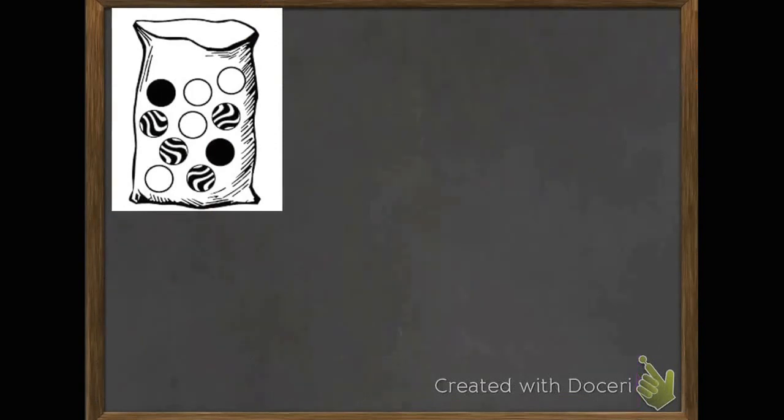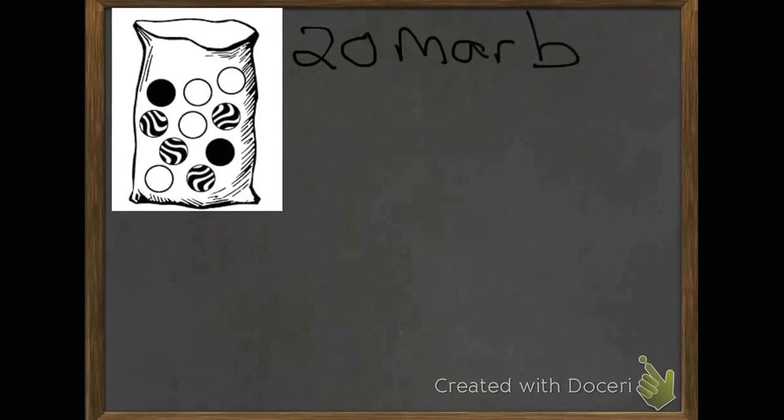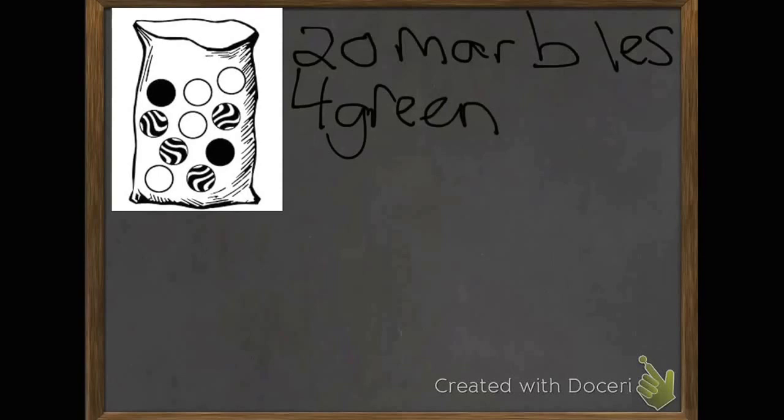Let's look at another word problem. Let's pretend that I went to buy a bag of marbles, and each bag has 20 marbles. And let's say out of those 20 marbles, there are 4 green marbles. So let's say that I am going to buy 80 marbles. Well, I'm going to have to buy a few bags because the bags only have 20 in each one. So if I buy 80 marbles, I want to know how many of them are going to be green.